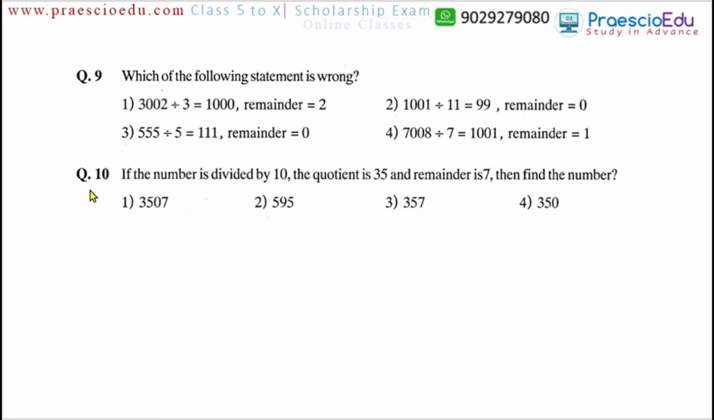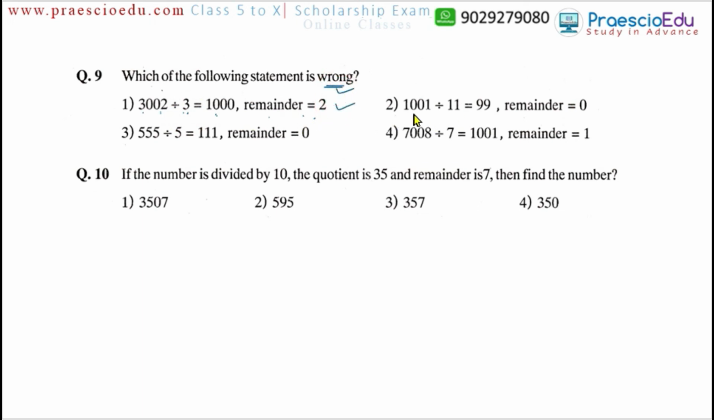Now question number 9, which of the following statements is wrong? We have to find the wrong statement, so we have to check all options, number 1 to 4. First we will check option number 1. 3002 divided by 3 is equal to 1000 and the remainder is 2. Yes, this is correct, because 3000 divided by 3 is 1000 and the 2 will be the remainder, because 2 is not divisible by 3. So this is the correct one, but we have to find the wrong one.